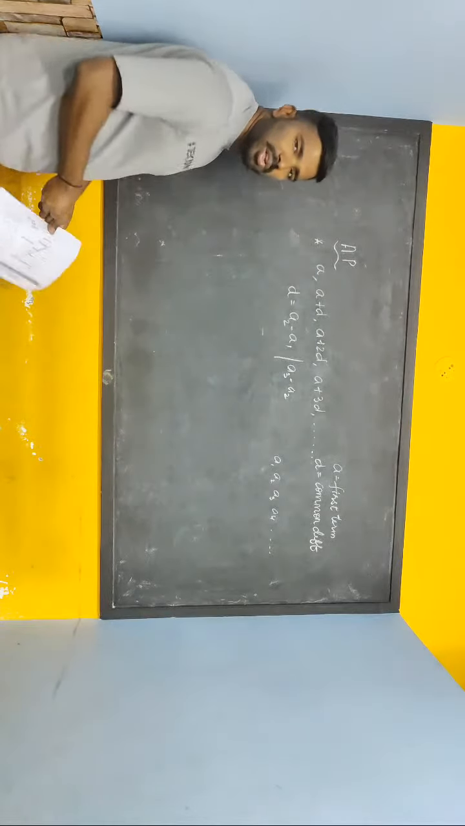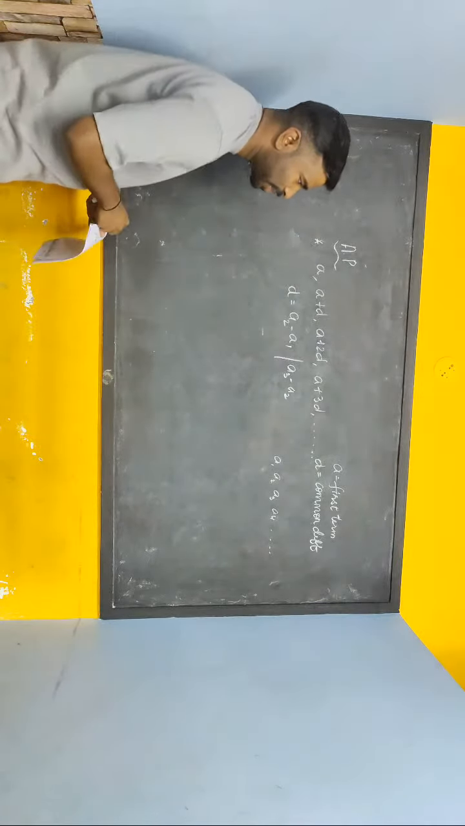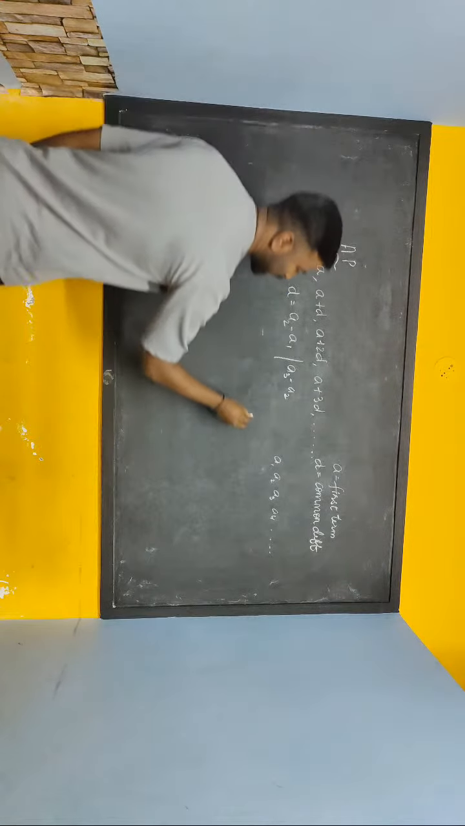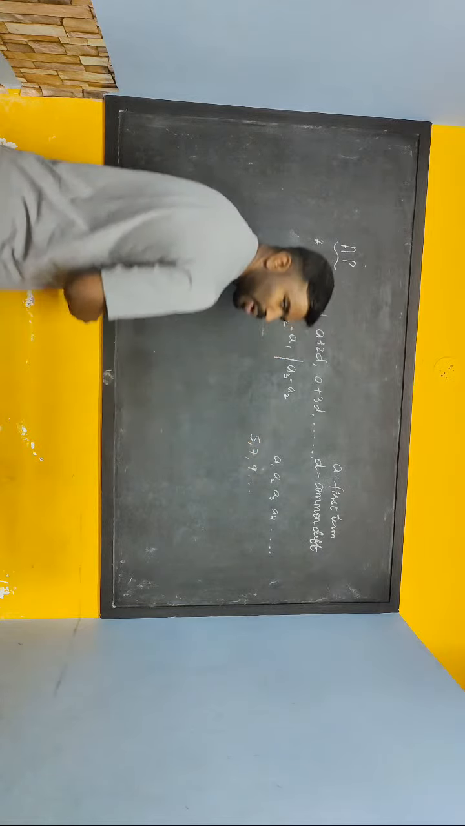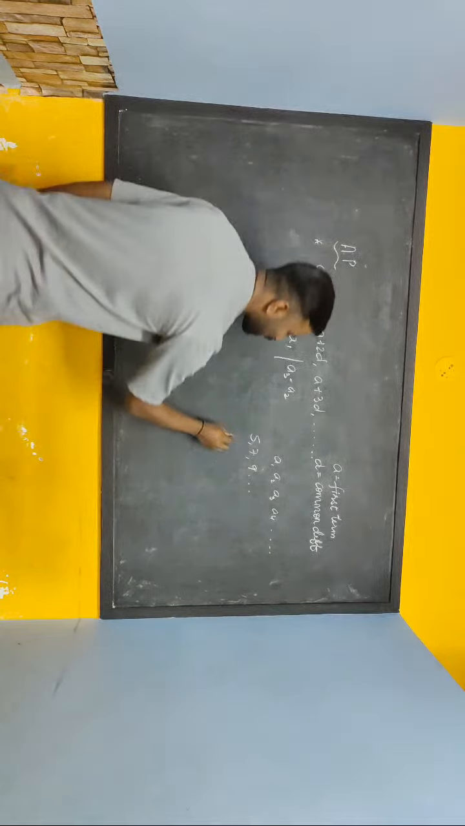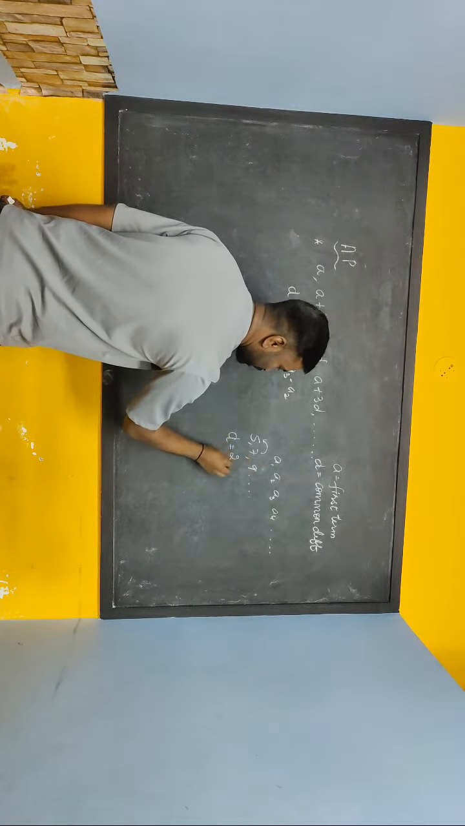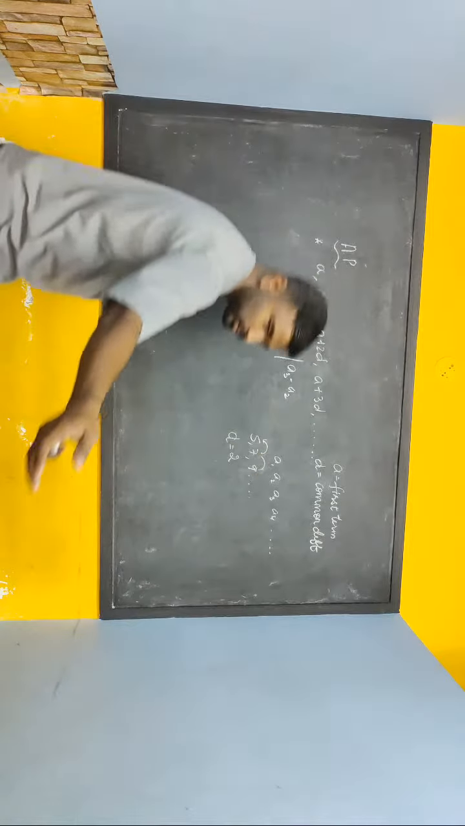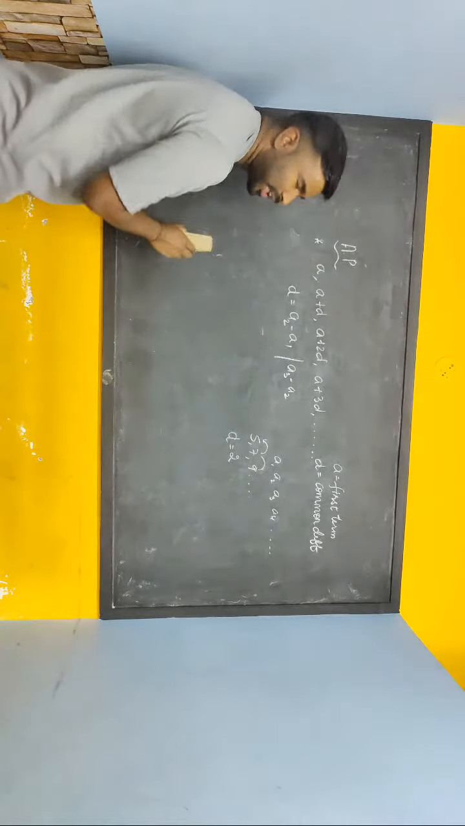The difference of any two consecutive numbers will give us the common difference. For example, take 5, 7, 9, and so on. Now, the common difference is what? 7 minus 5 equals 2, or 9 minus 7 equals 2. This is how we find out the common difference. Make a note.